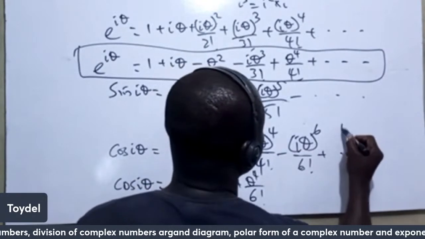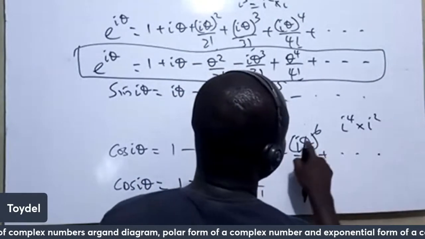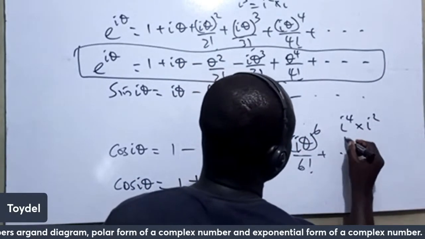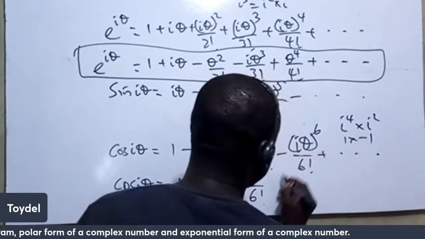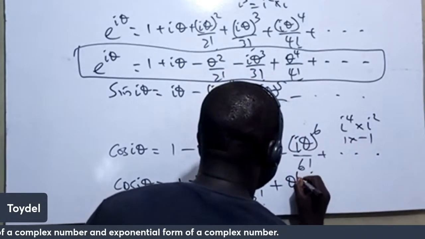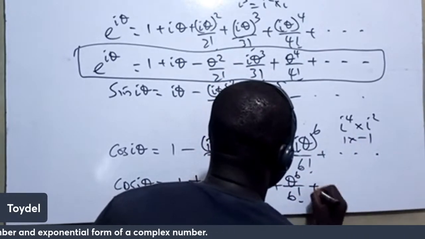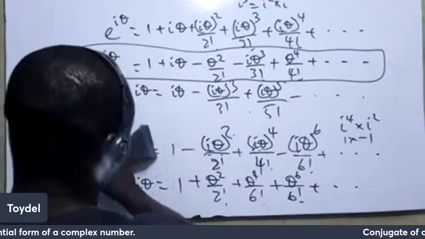Here, I will have i raised to power 4 multiplied by i raised to power 2. That will give me i raised to power 6. This is 1 times -1, so I'm going to get minus this. This will be minus theta raised to power 6 all over 6 factorial, plus in that order. That's what I'm going to get.